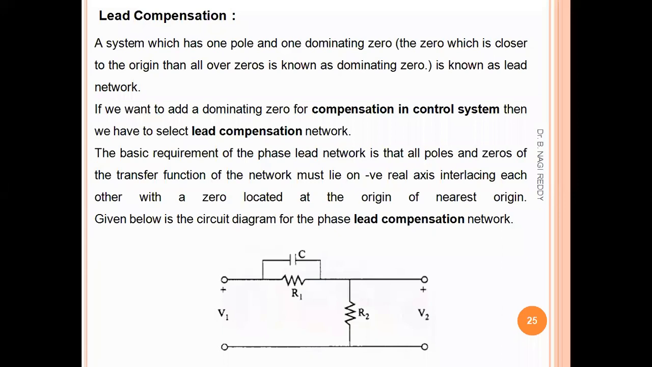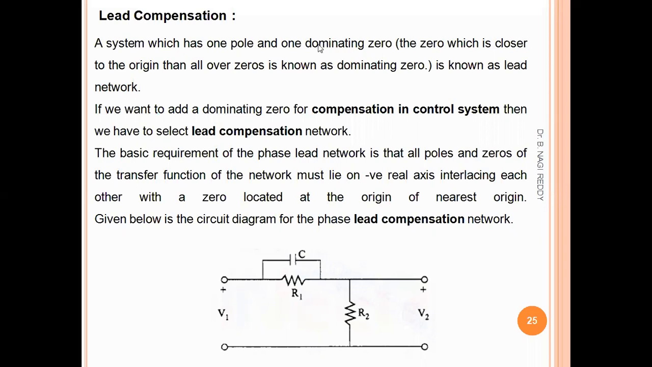Good afternoon, everyone. Now we will see the lead compensation. Generally, the lead compensator is called when a system has one pole and one dominating zero. A dominating zero is nothing but the zero which is very close to the origin.